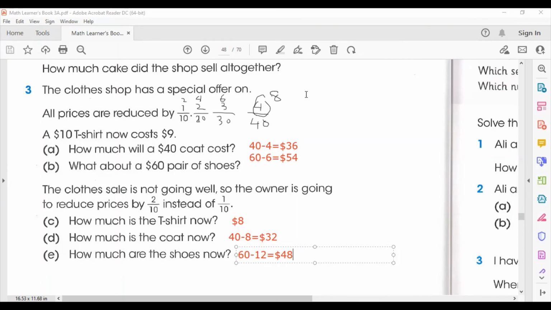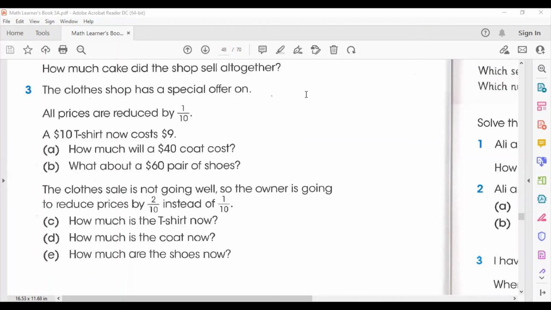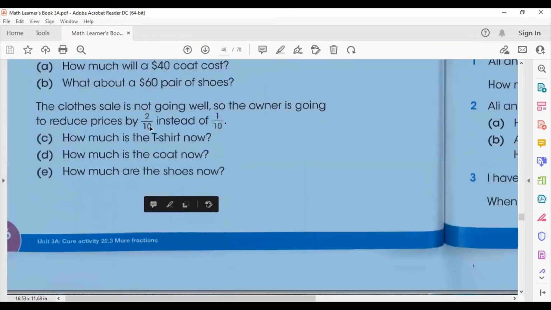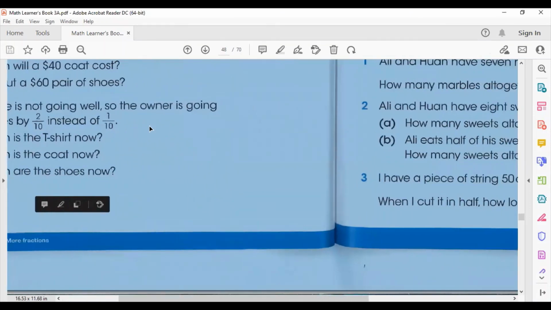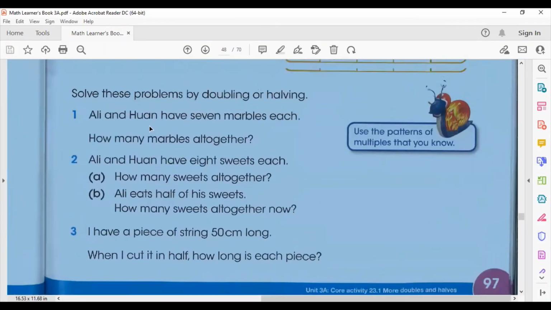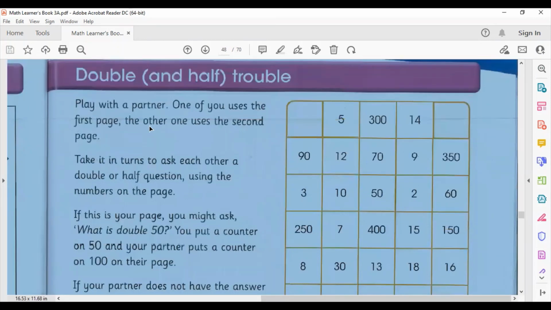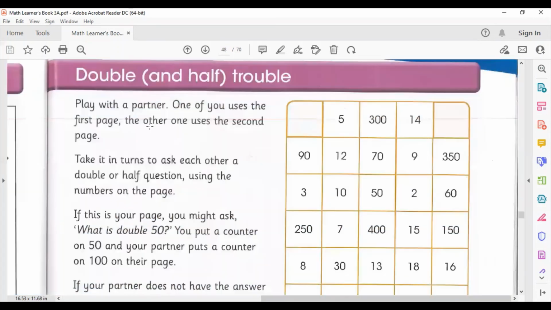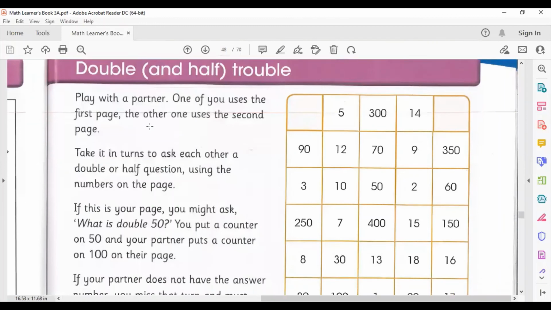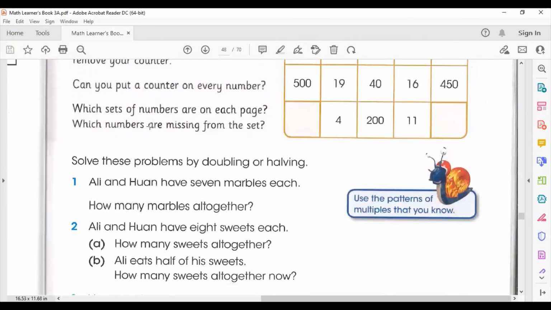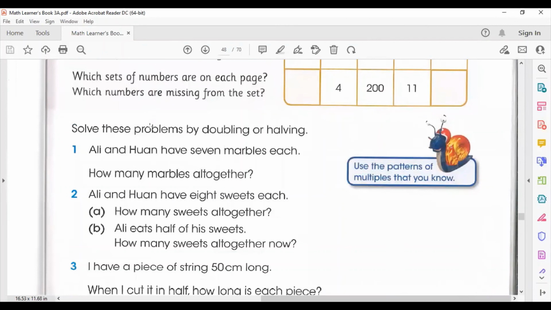Okay, let's move to the next topic. Double and half, very easy, not difficult at all. How to make double and how to make half. Ali and Juan have 7 marbles each. How many marbles altogether? Solve the problem by doubling or halving. It's very easy. You can make half or double.